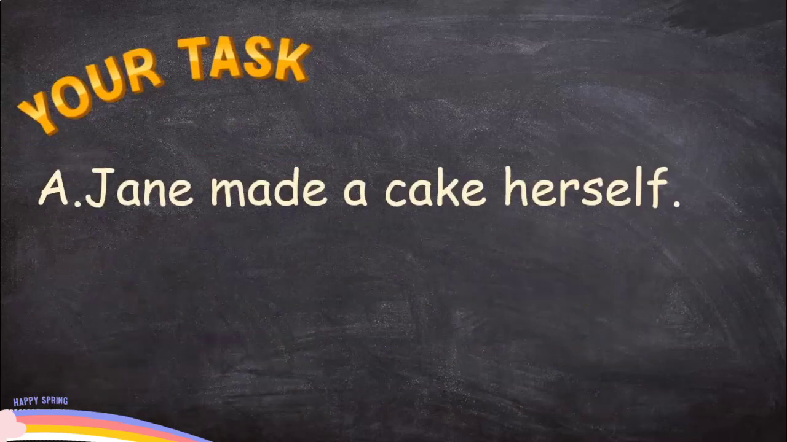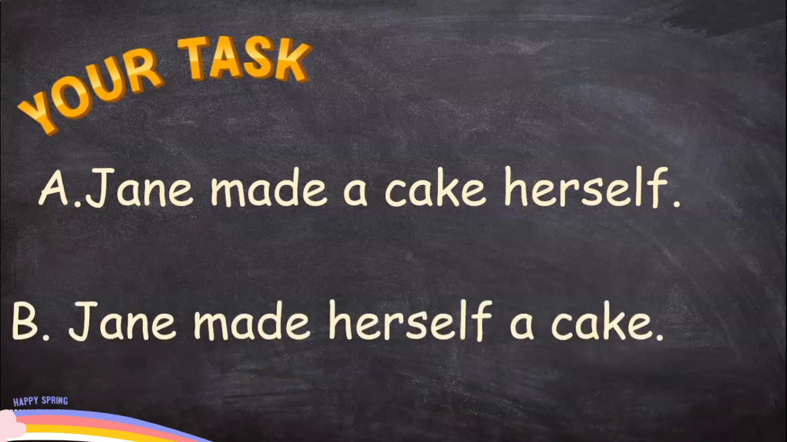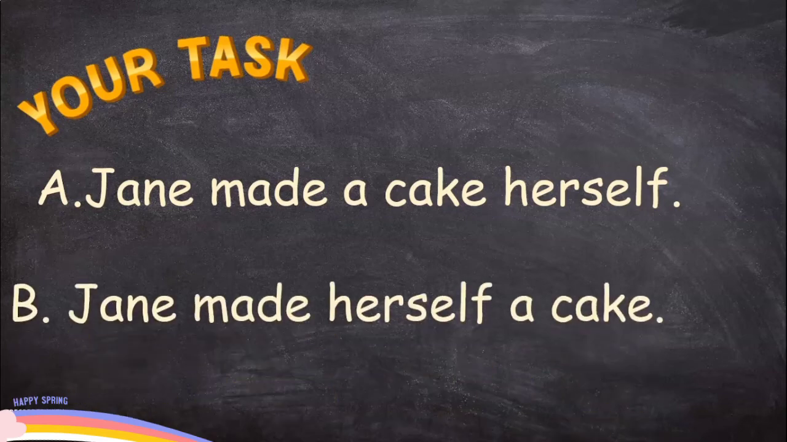Here is sentence letter A. Jane made a cake herself. And letter B, Jane made herself a cake. Your timer starts now.